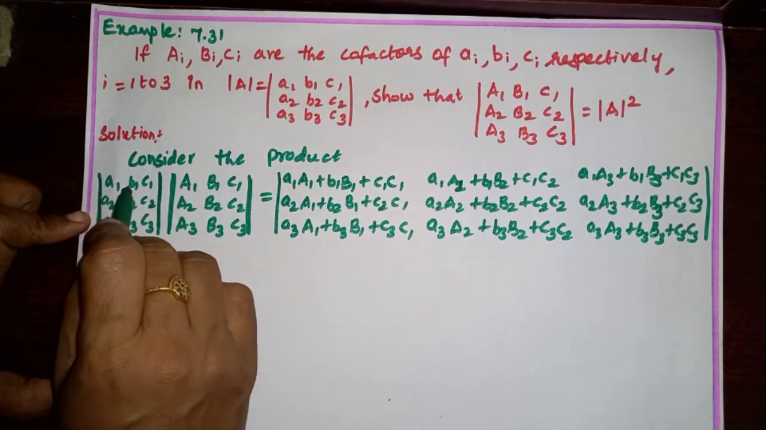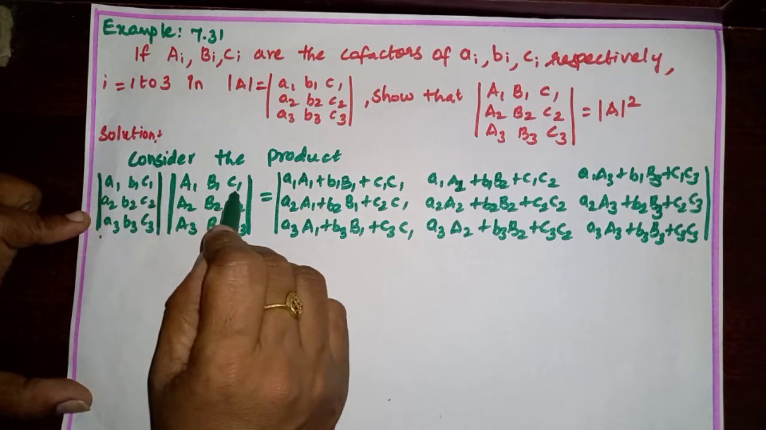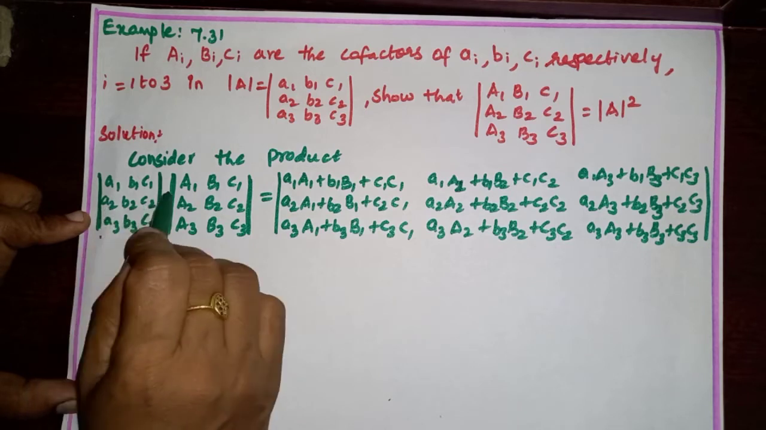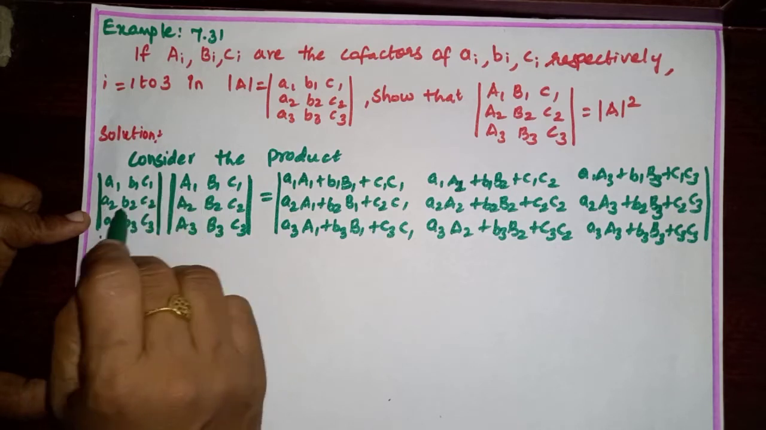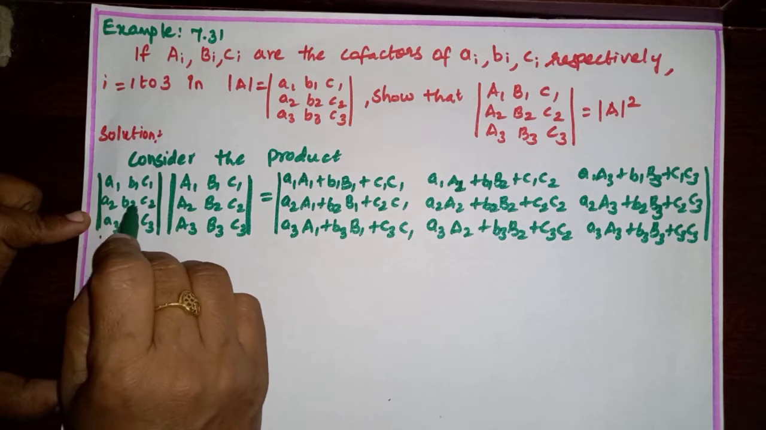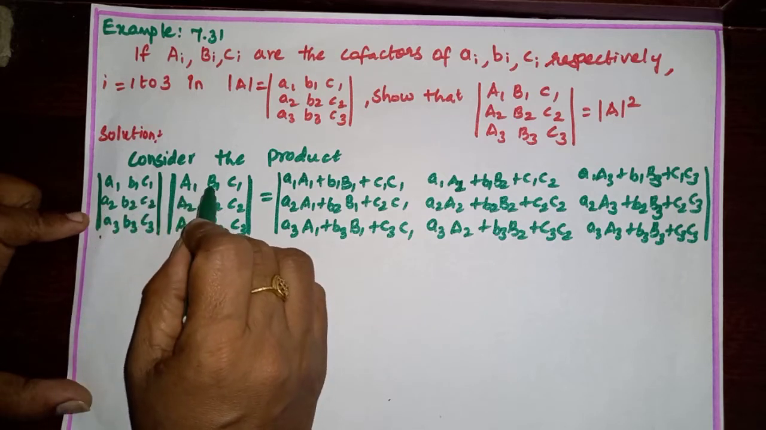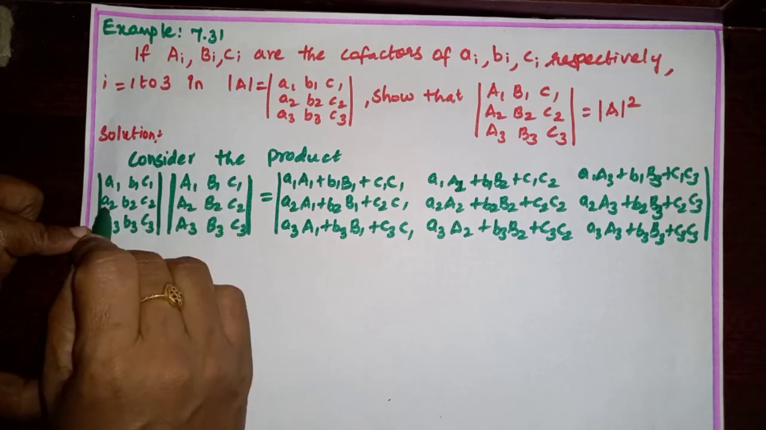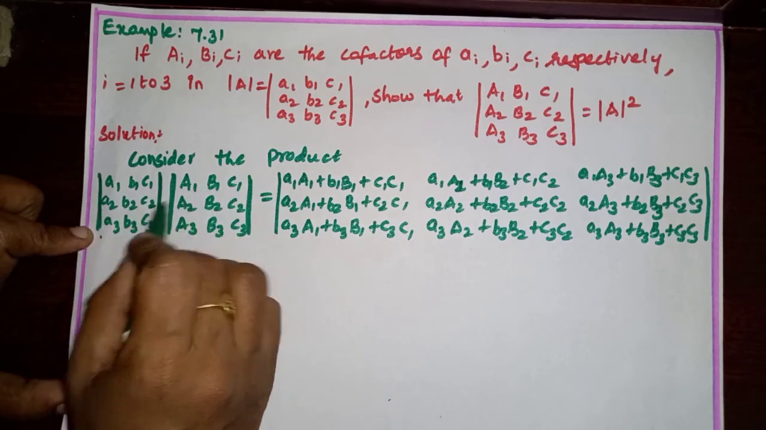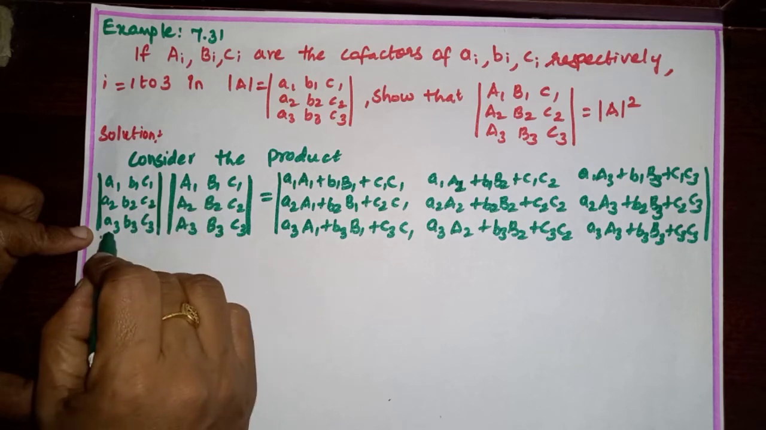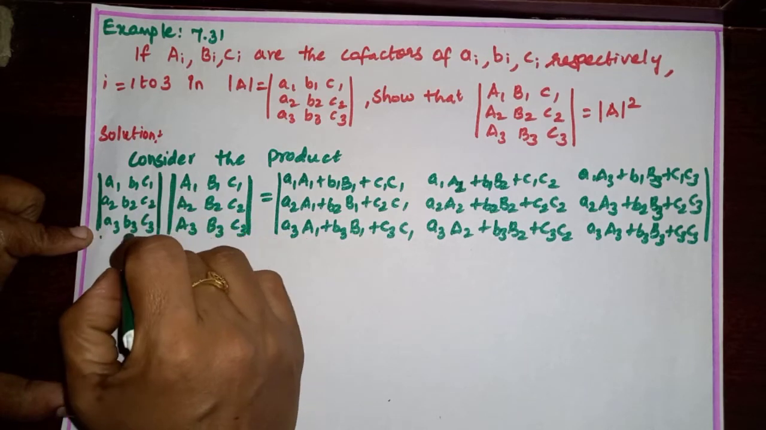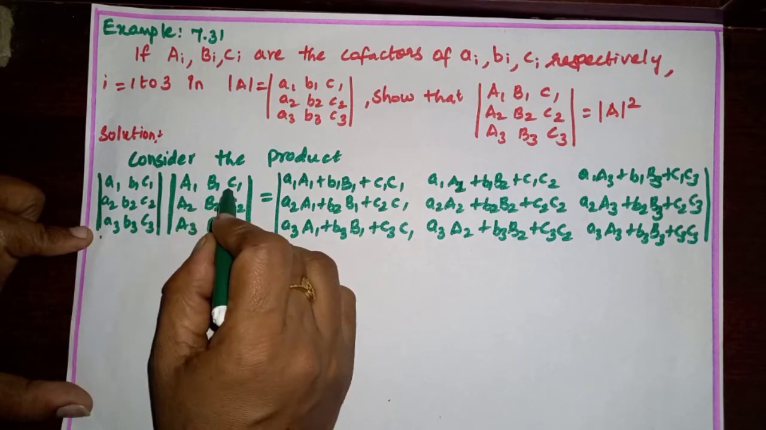a1 A1 plus b1 B1 plus c1 C1. Next, a2 b2 c2 with A1 B1 C1, so the second row in the first determinant with the first row in the second determinant: a2 A1 plus b2 B1 plus c2 C1. Similarly, the third row in the first determinant with the first row in the second determinant: a3 A1 plus b3 B1 plus c3 C1.